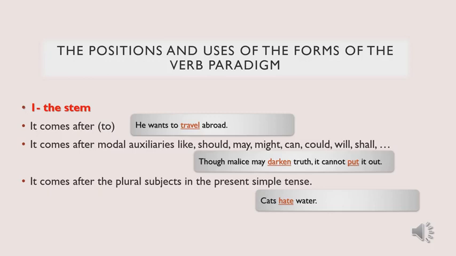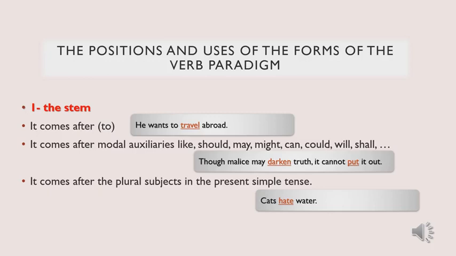For example, though malice may darken truth, it cannot put it out. Notice that after may, we have the verb darken. Darken is a verb without any inflectional affixes, so it is in its stem form. Cannot put it out. Cannot put. Put is in its stem form because it comes after the modal auxiliary can. So after modal auxiliaries, the verbs take the form of the stem.